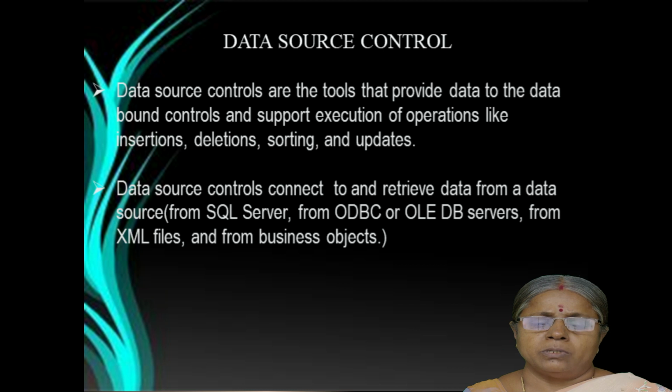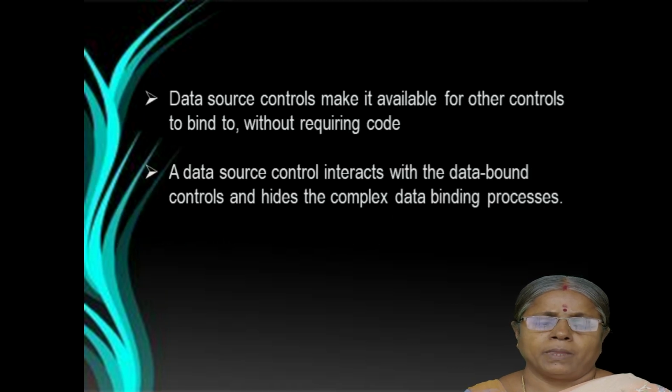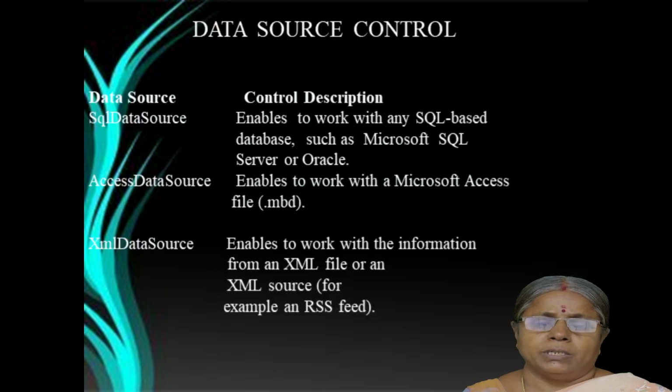Data source controls connect to and retrieve data from a data source, for example, from SQL Server, from an ODBC server, or from an XML file. Data source controls make it available to other controls to bind to without requiring any programming code. A data source control interacts with the data bound control and hides the complex data processing operations.